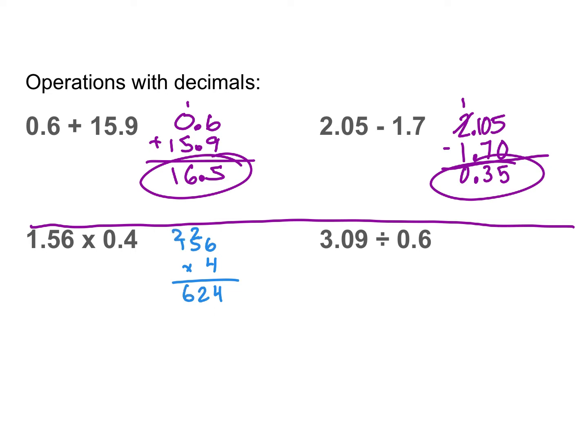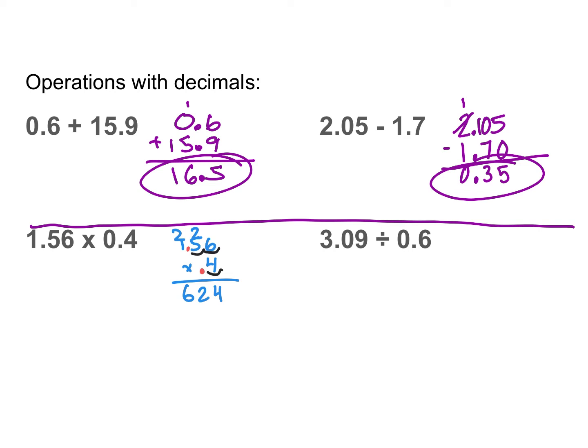Okay, and I get 624. Well, 624 is not my answer. 624 is the correct digits, but now I'm going to count how many decimal places were in my problem. So really, that's what my problem looked like, even though I was ignoring the decimal points. And I had 1, 2, 3 decimal places.